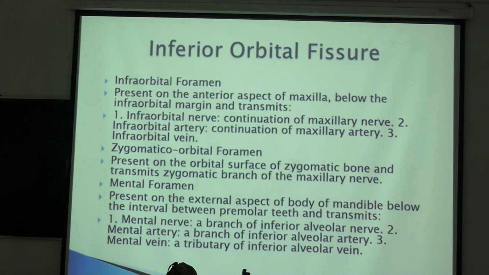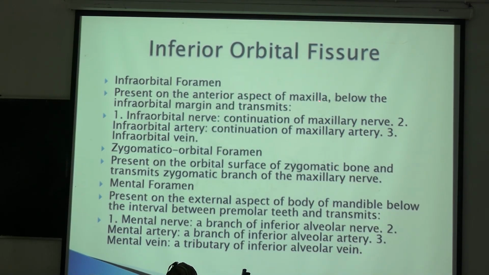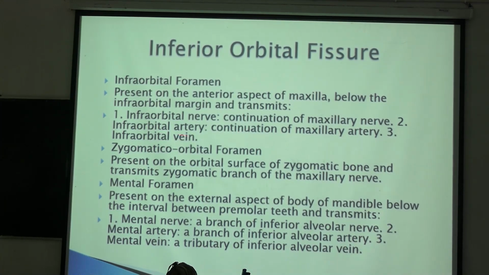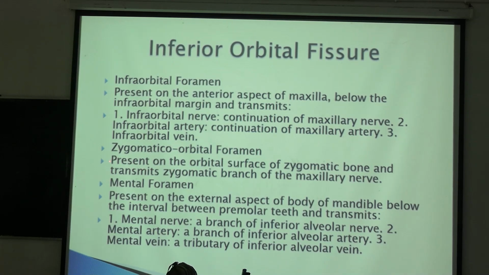Now, the inferior orbital fissure. The infraorbital foramen is present on the anterior aspect of the maxilla below the infraorbital margin and transmits the infraorbital nerve, a continuation of the maxillary nerve, the infraorbital artery, a continuation of the maxillary artery, and the infraorbital vein. Now, the zygomaticoorbital foramen is present on the orbital surface of the zygomatic bone and transmits the zygomatic branch of the maxillary nerve.